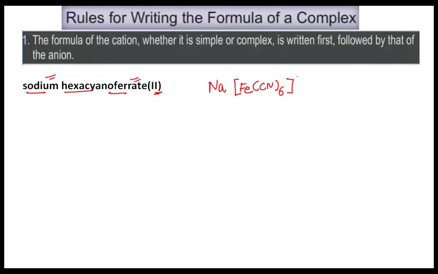That means the central atom has an oxidation state of plus 2, and minus 6 comes from the ligands. So what should be the number of sodium counter ions? It should be 4. So finally, first of all I write Na 4 times because it's a cation, followed by the central atom, then the ligands. So I get my coordination complex. This is how we write the formula.